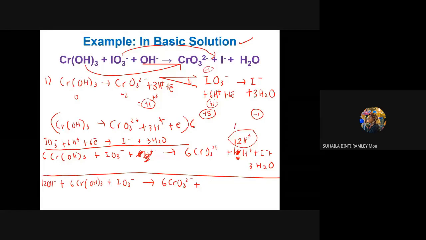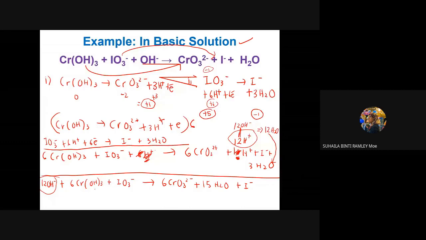Okay, so we add 12 OH minus here. 12 OH minus combine with 12 H plus to become 12 H2O. 12 H2O combine with the initial H2O, so how many? 15. 15 H2O plus I minus. Okay, so this is the answer. Double check: overall we have OH minus at the end of the redox equation, so no more H plus, which means this is in basic solution.